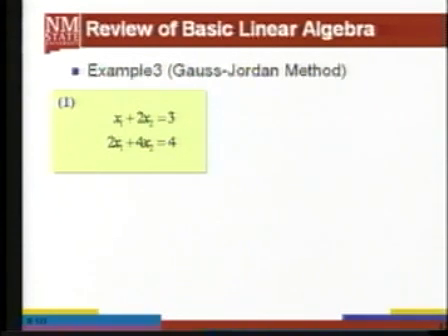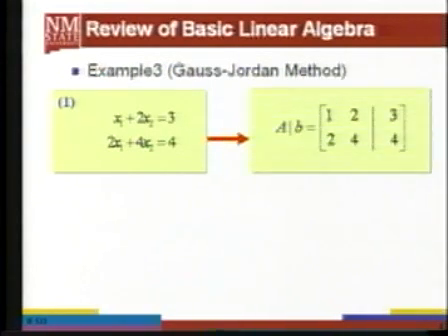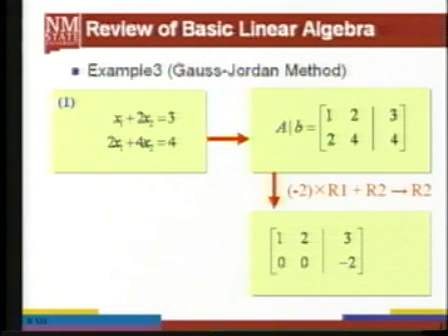Okay, then some linear systems have no solutions, and some have an infinite number of solutions. The following two examples illustrate how Gauss-Jordan method can be used to recognize these cases. Okay? So we apply the Gauss-Jordan method to the matrix, and we begin by replacing row number 2 of matrix A by negative 2 times row number 1 plus row number 2.